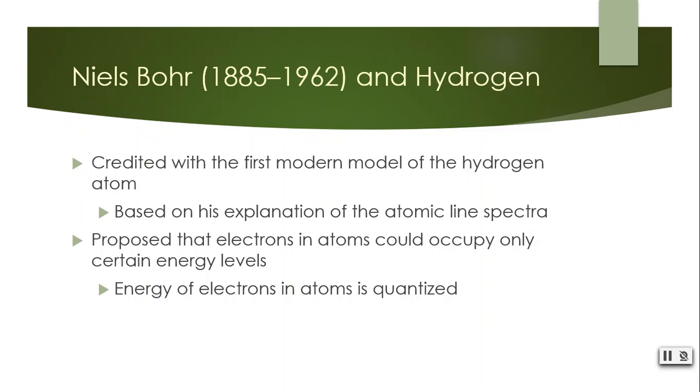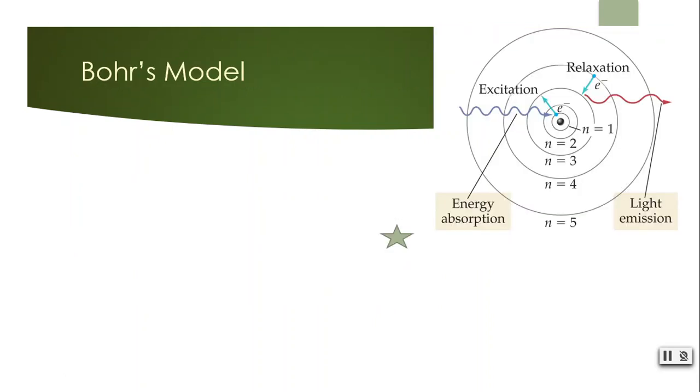So since those energy levels are distinct, there's only certain values they can have, we say that the energy in atoms is quantized. Quantized is just a fancy word to say that there is a specific value that that energy can have. And we're going to talk about how to calculate that specifically for the Bohr model of the atom.